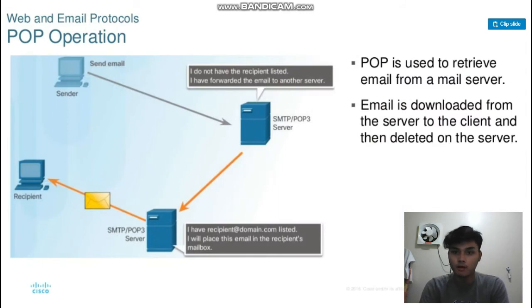So POP operation is used to retrieve email from the mail server. Email is downloaded from the server to the client and then deleted on the server. So here, I don't have the recipient listed, I have forwarded the email to another server. Which is, I have the recipient at domain.com listed, I will place this email in the recipient's mailbox.